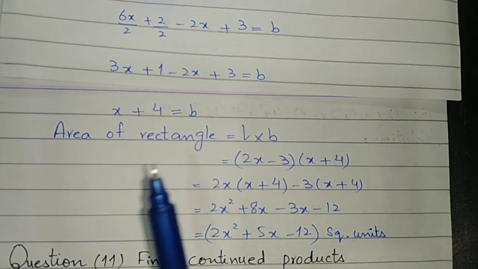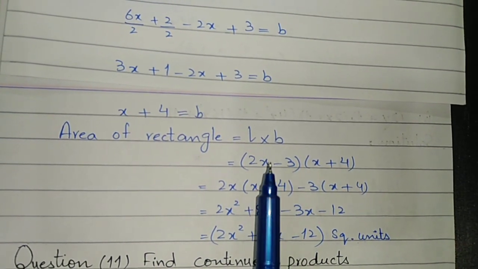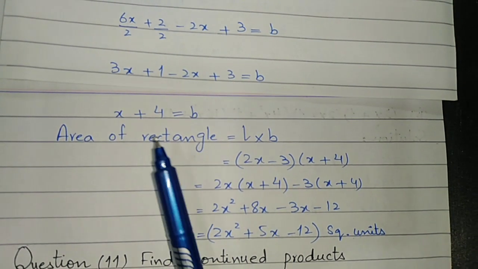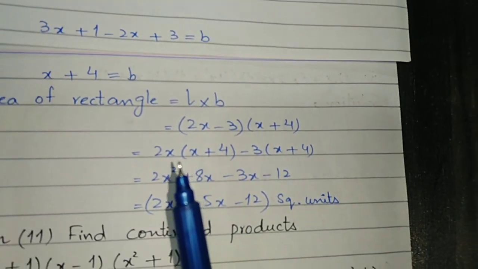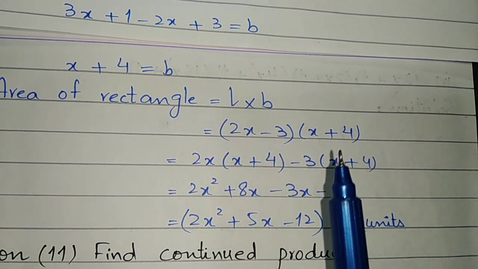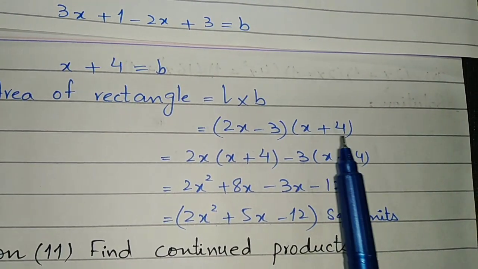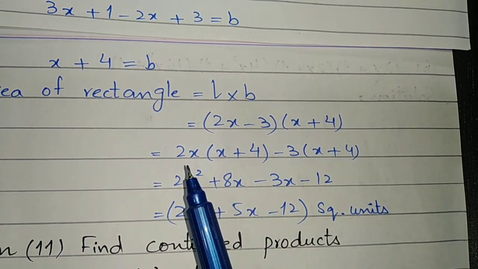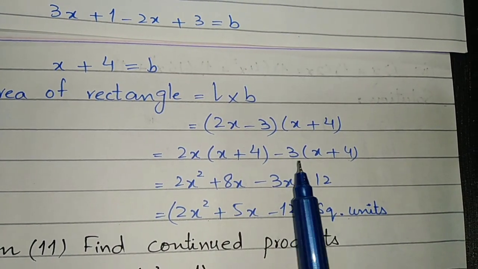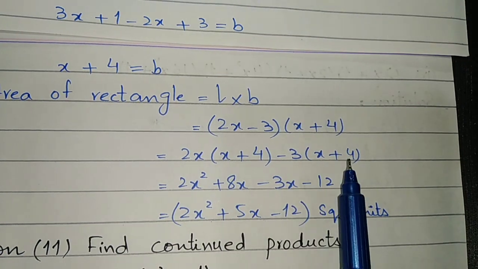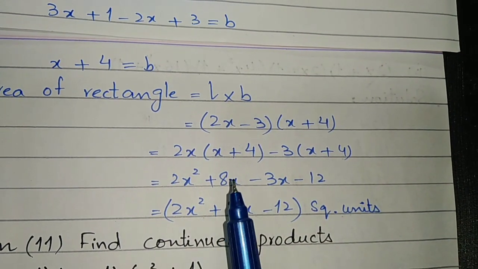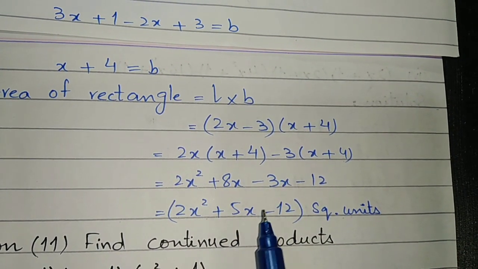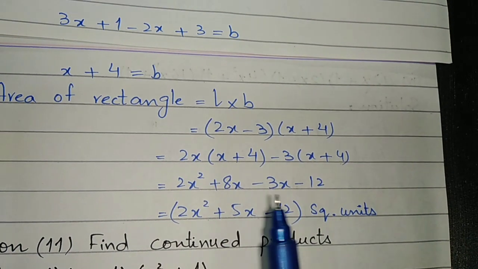But we have to find the area of the rectangle, that is length times breadth. The length is 2x − 3, given in the question, and the breadth is x + 4. That means 2x times (x + 4) minus 3 times (x + 4). So 2x into x is 2x², plus 2x times 4, that is 8x, minus 3x, plus minus 3 4s are 12. So 2x² + 5x − 12 square units is the required answer.